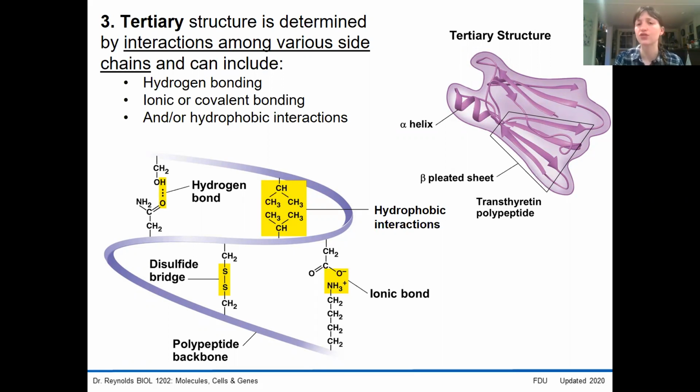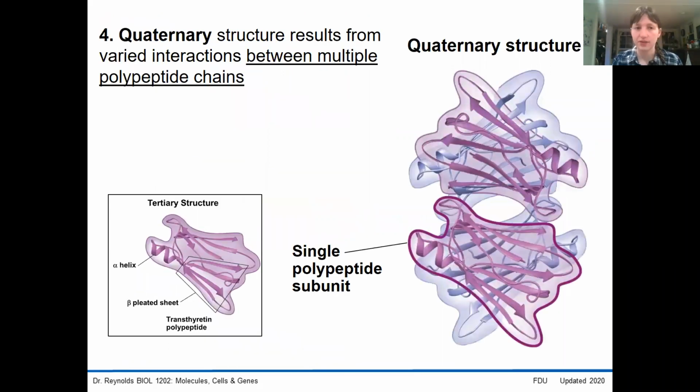Now, in order for us to really call these proteins, because protein really refers to the fully functional form, there's an additional level of structure. And that is when multiple fully formed components, so that means they have primary, secondary, and tertiary structure, fully formed polypeptides, come together in what is known as quaternary structure.